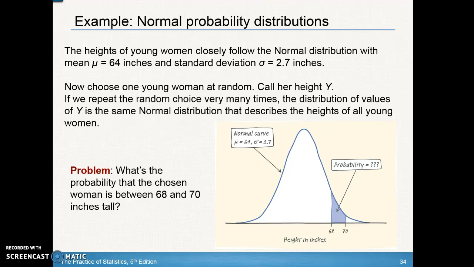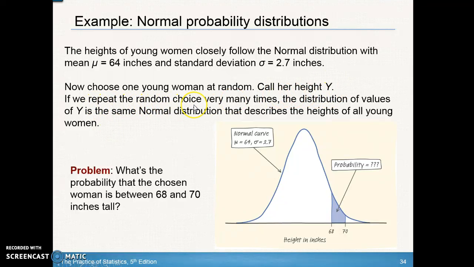Okay, so going back to our normal distribution questions with a continuous random variable, we're basically just giving it a different name here. This is going to be what you did before. The heights of young women closely follow the normal distribution with a mean of 64 inches and a standard deviation of 2.7 inches. We're choosing one young woman at random. Call her height y. So now we've defined what y is. That's our random variable, y, the height of a randomly chosen woman.